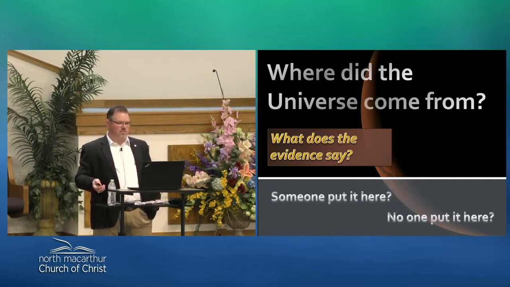So either somebody did somehow open this box and put it in there even though you can't see the seam, or somebody maybe built the box around it, or nobody put it there. So it either created itself inside of the box, or it's always existed inside of the box. Those are your options. And that's the same options you have with regard to the universe. Where did the stuff of the universe come from?